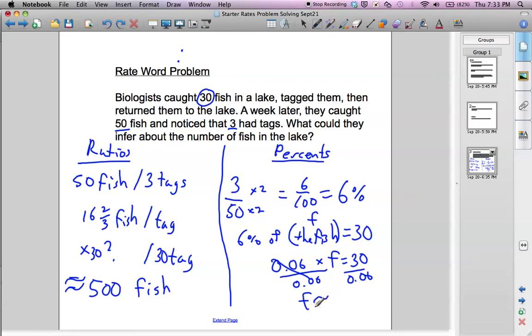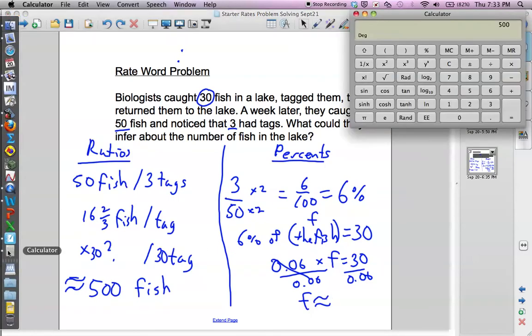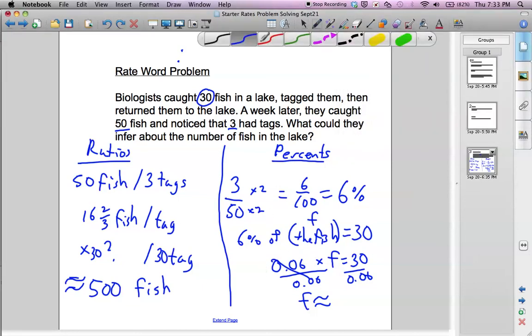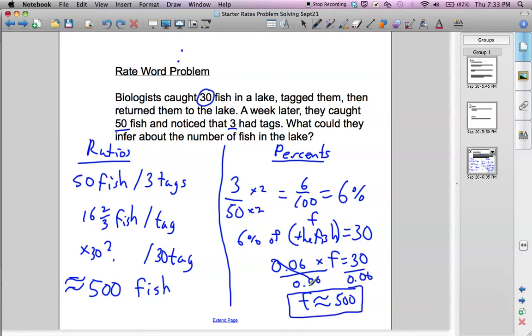And I'll use approximately equal to again because these are just estimates. So let's use our calculator over here. 30 divided by 0.06 equals 500. So again, we got the exact same answer. So depending on if you like ratios or if you like percents, you can do it either way. Okay, but please remember that this is approximately equal to.